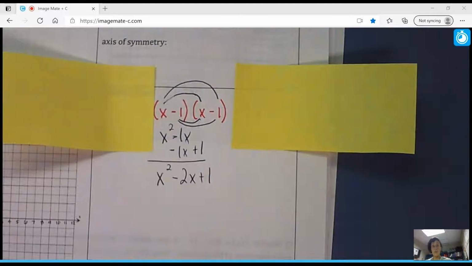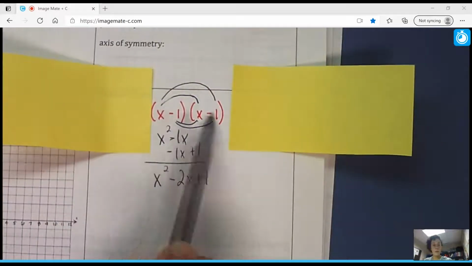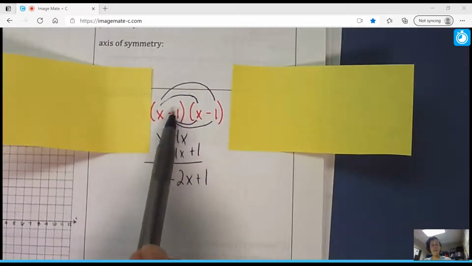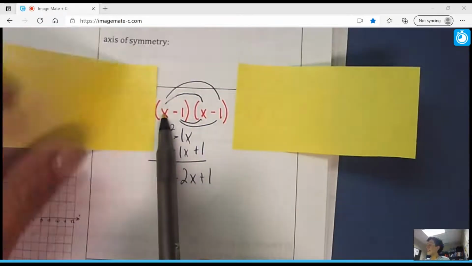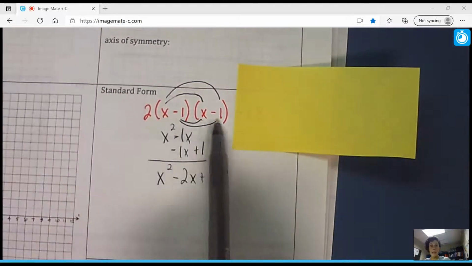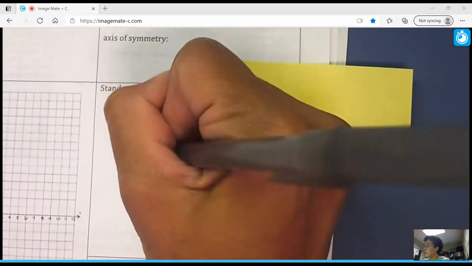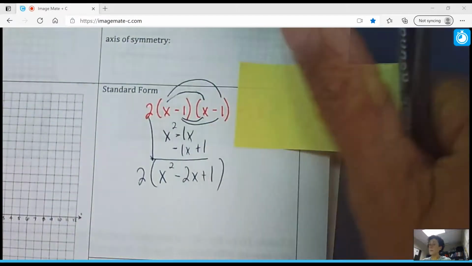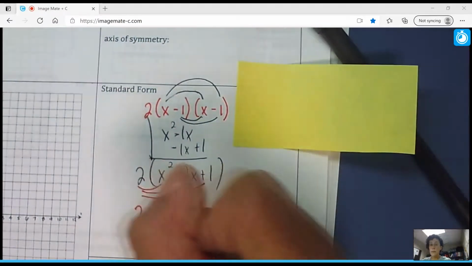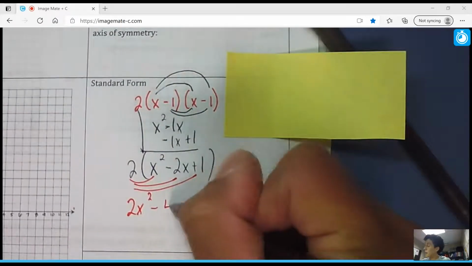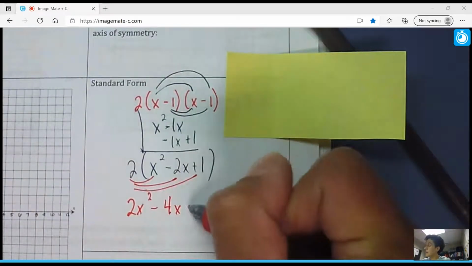So there is still more multiplying to do. Order of operations, we should deal with our parentheses first, which we're doing. We're multiplying. And after parentheses are exponents, but we got rid of the exponents. And after exponents is multiplying and dividing. And this 2 is multiplying to this stuff. So I'm going to bring that 2 down. And now 2 is going to meet everything, distribute. So we get 2x squared minus 4x plus 2.